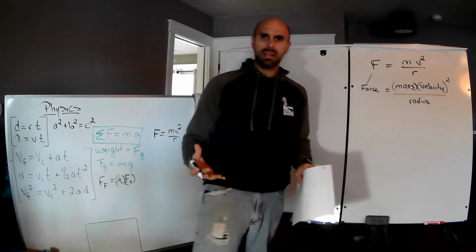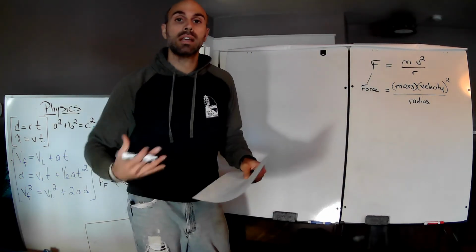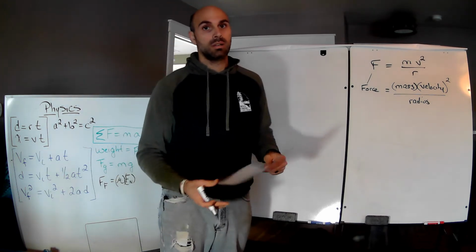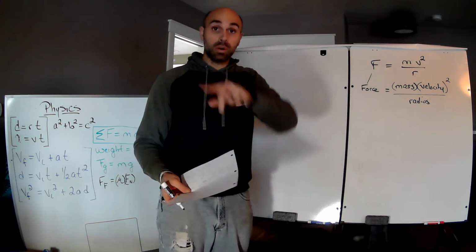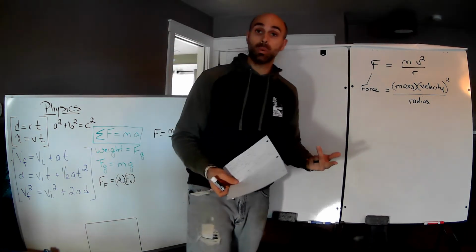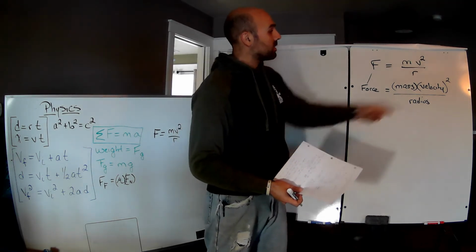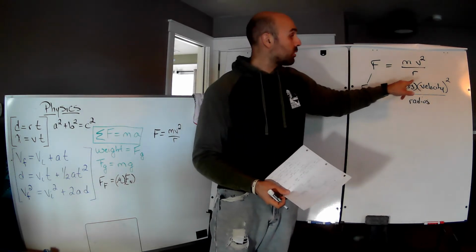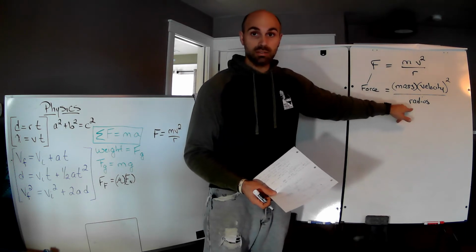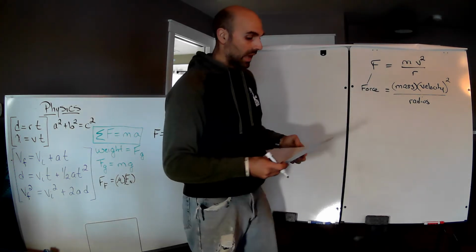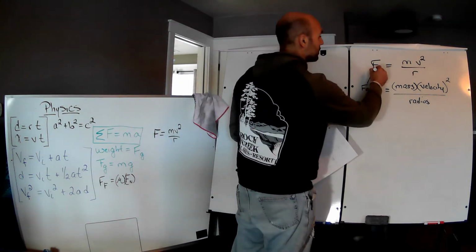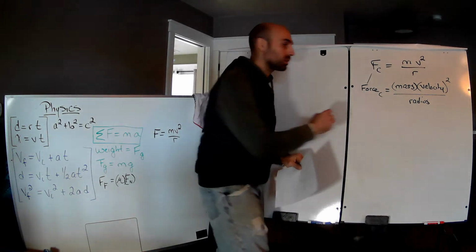So why are we talking about a radius? Remember, we're talking about circular motion. And anytime we move in a circle, or an arc, we have the radius associated with it. So make sure you square your velocity first, then multiply by your mass, divide by your radius, and you got your force. And we're going to call this F of c for circular motion.